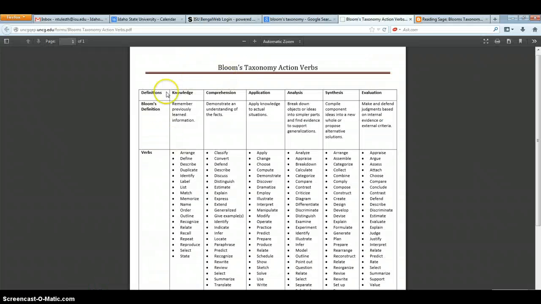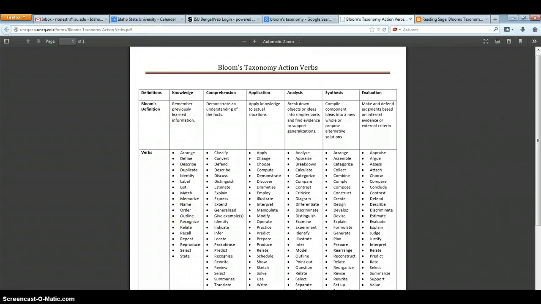For example, we have the knowledge domain, the comprehension domain, application, analysis, synthesis, and evaluation. Under each domain, they explain what each domain is all about. So when you are looking for knowledge from students, you are looking for them to remember previously learned information. So words like name, identify, arrange, it's all about looking for students' knowledge.